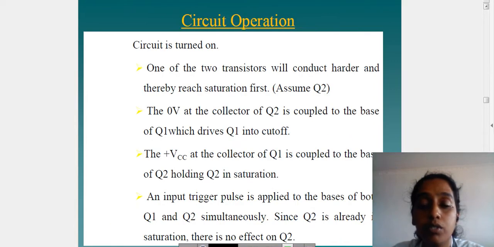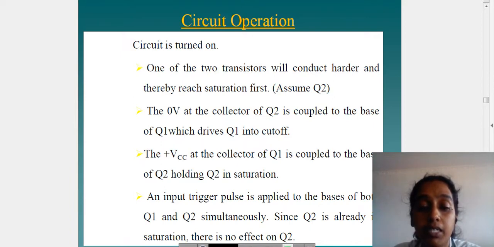Let us now look at the circuit operation. One of the two transistors will conduct harder and thereby reach saturation first. The 0 volt at the collector of Q2 is coupled to the base of Q1, which drives Q1 into cutoff. The VCC at the collector of Q1 is coupled to the base of Q2, holding Q2 in saturation.